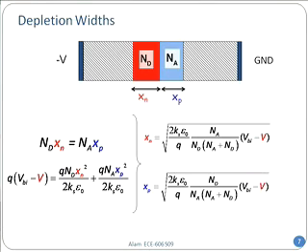This same analysis also applies for the reverse bias. In the reverse bias case, the V will be minus V, and so as a result, Xn and Xp will get significantly larger in the reverse bias.